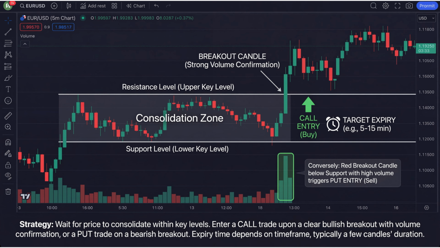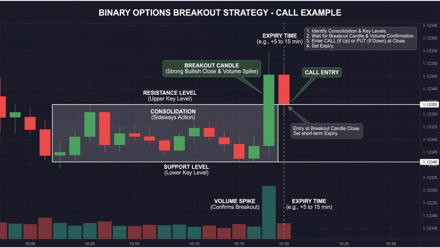A binary options breakout strategy using a call trade example on the Euro-USD 5-minute timeframe. First, price moves sideways between a clearly marked support level and resistance level, forming a consolidation zone where the market has no clear direction. During this phase, no trades are taken, and the focus is on waiting patiently.